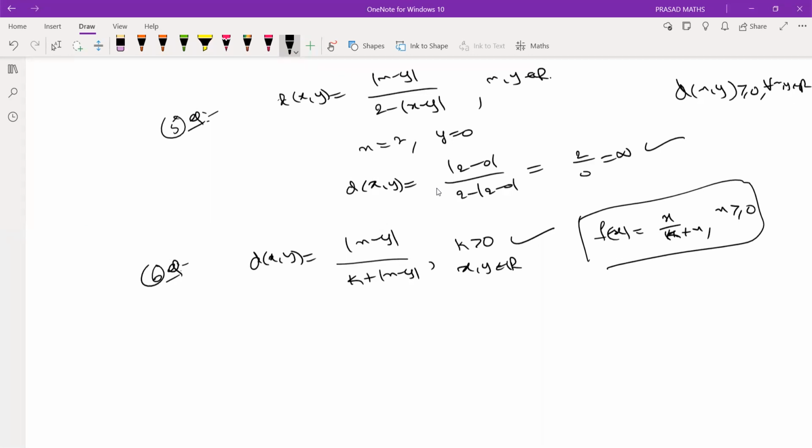One can prove that d satisfies the triangle inequality. Therefore, d is a metric because all the remaining properties are trivial. The only thing you need to check is the triangle inequality, which is obvious by taking the function to be x by k plus x. This is an increasing function. Therefore, it is always a metric. Is it clear?